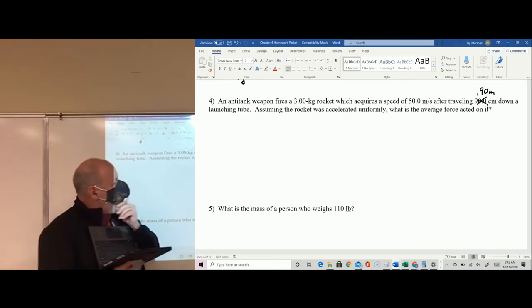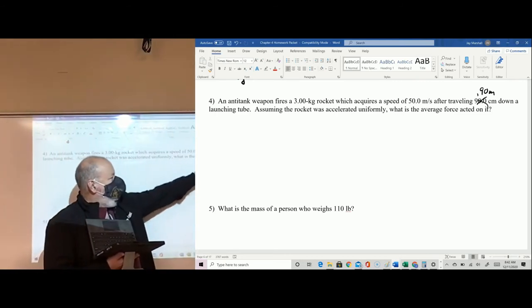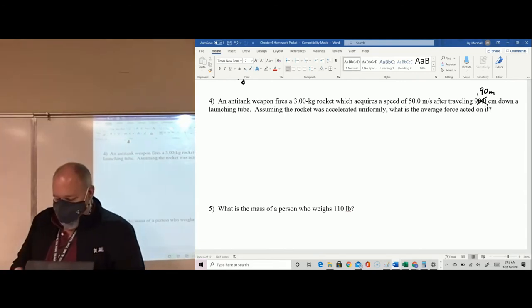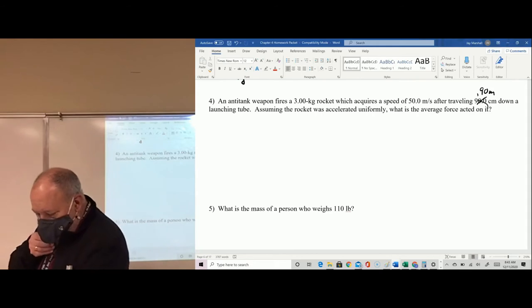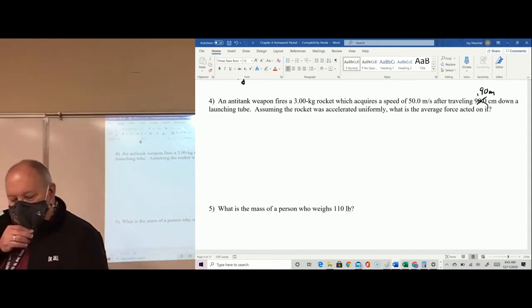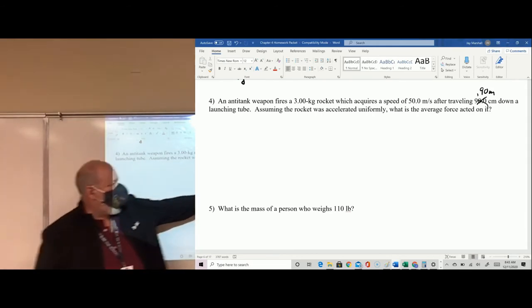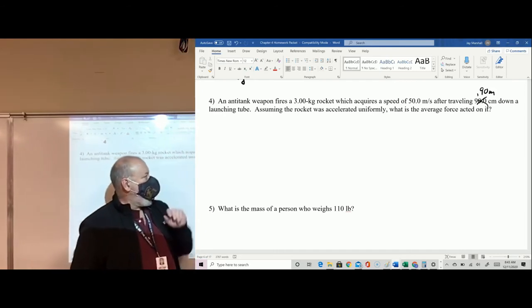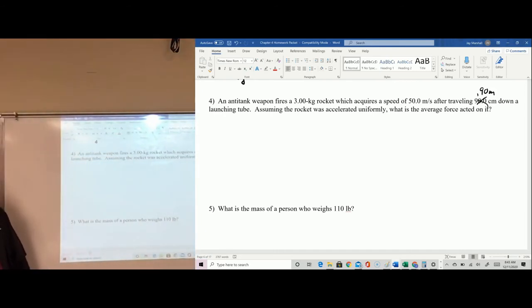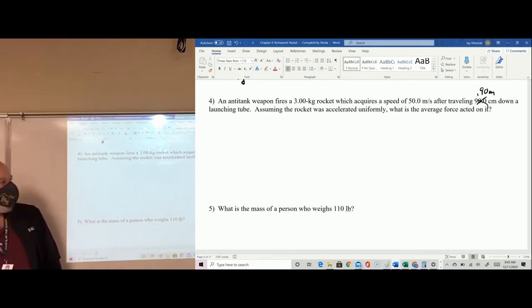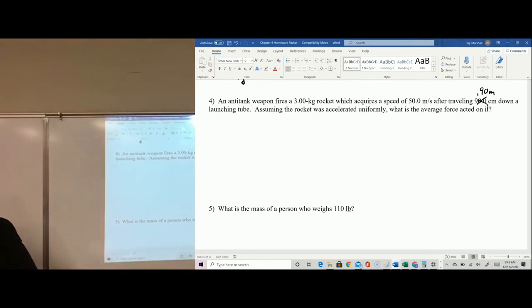Don't worry about the word average force on it. It's just trying to throw an extra word in there to confuse you. So what is the force acting on it? And when it asks that, it's basically saying what is the net force acting on it? So what is the force that's causing it to be accelerated? So see if you can figure this one out.